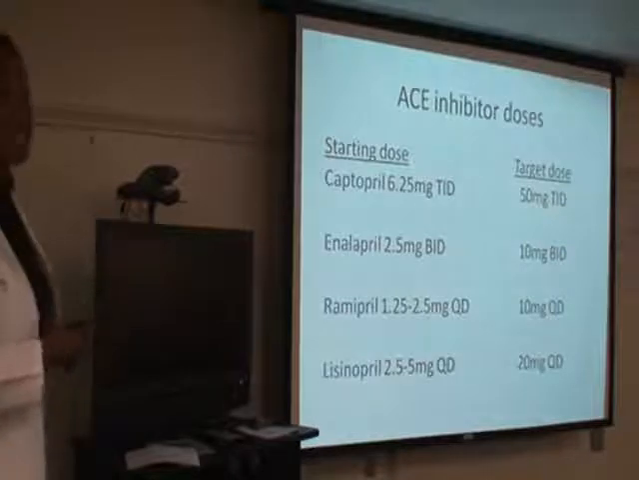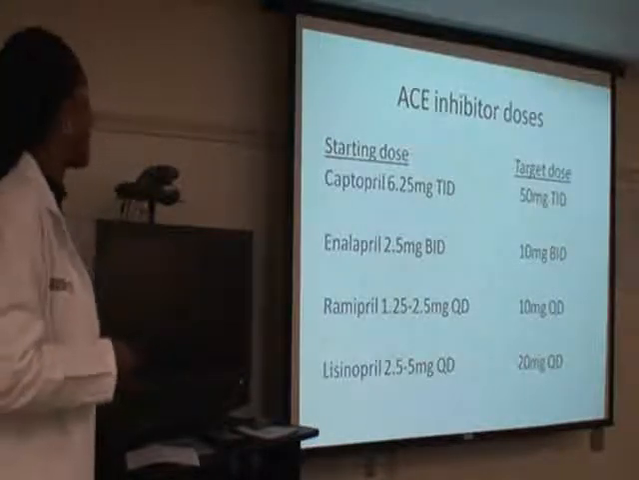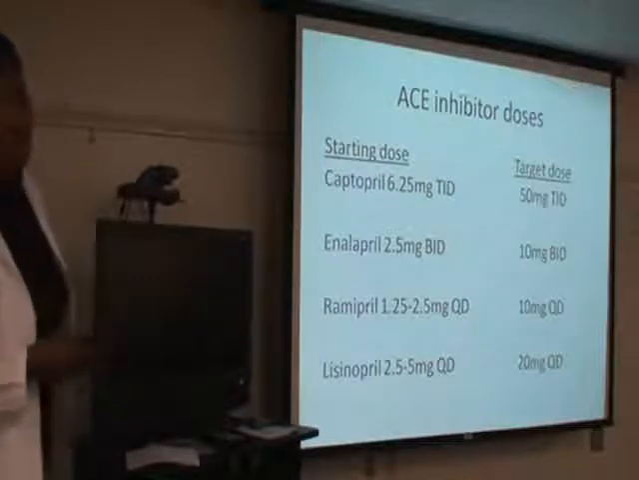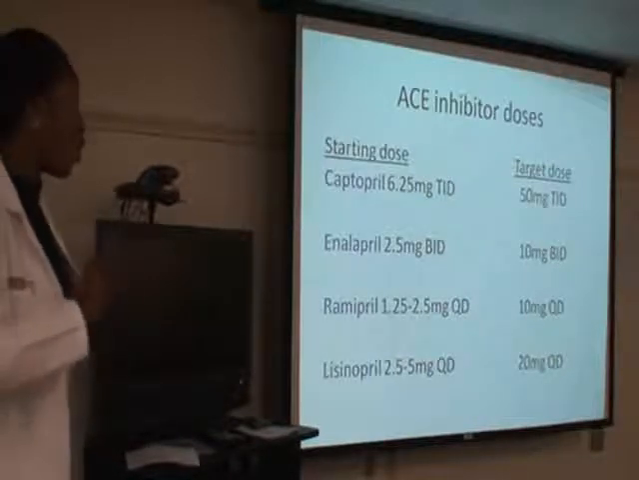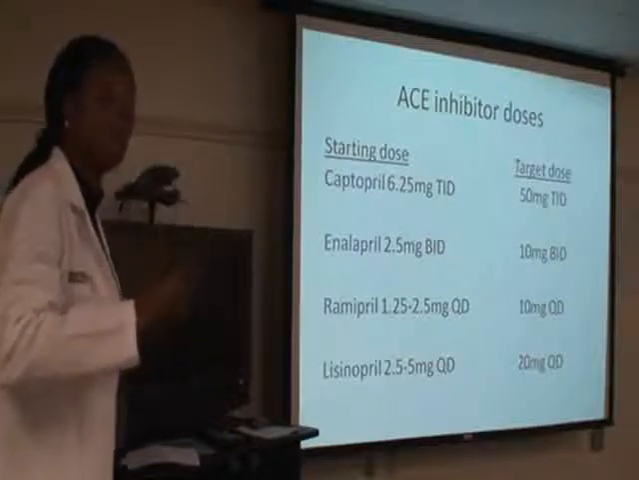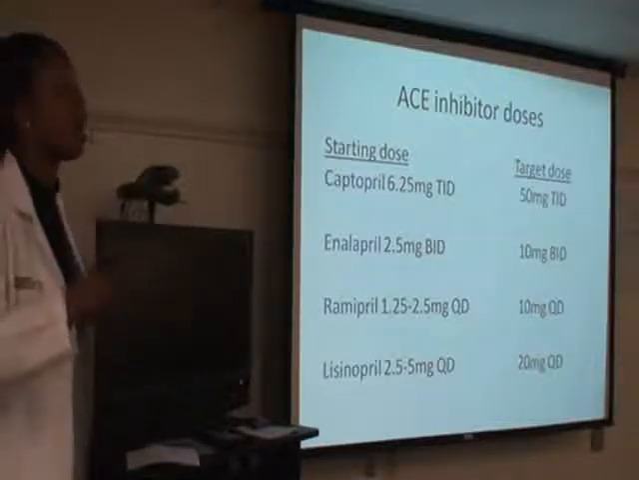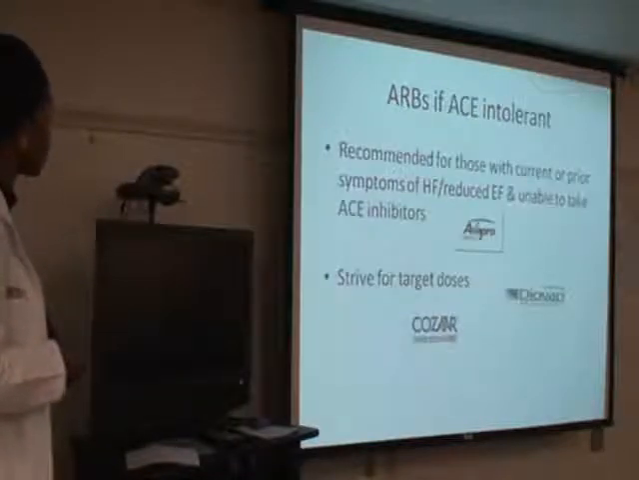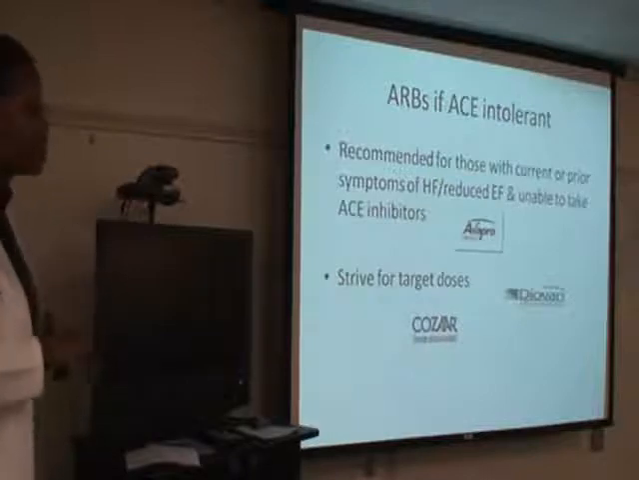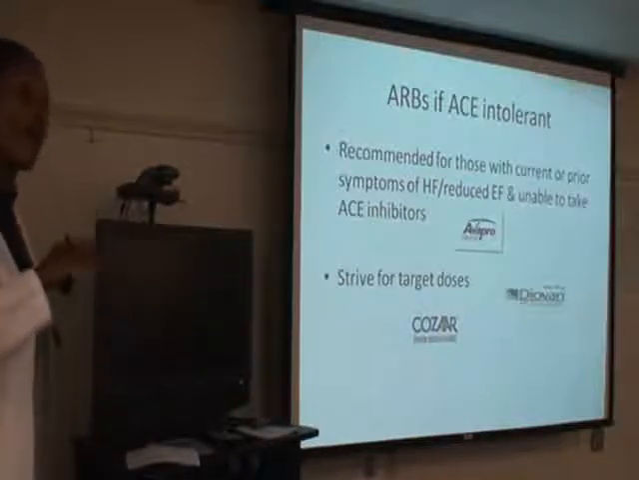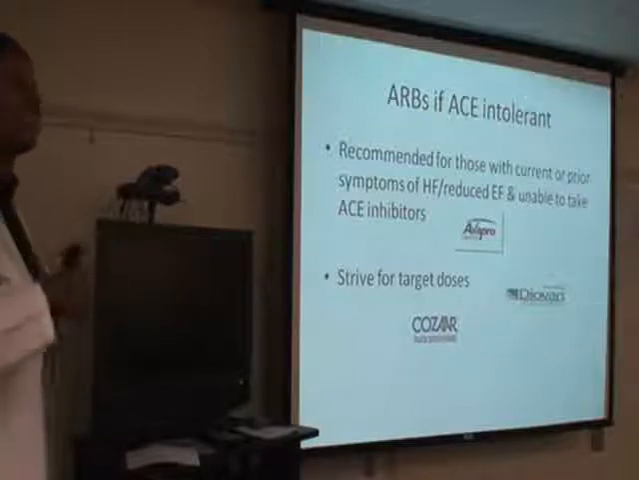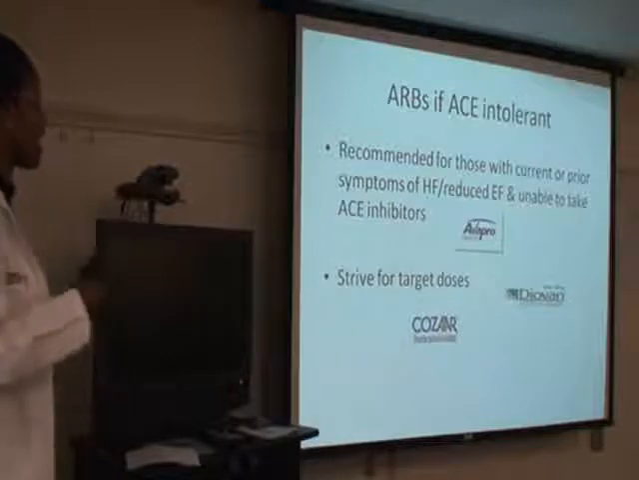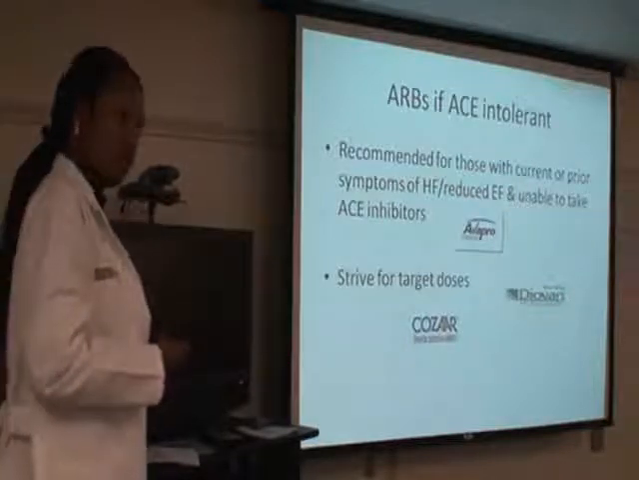We use various ACE inhibitors. We use captopril, enalapril, ramipril, lisinopril. We usually start out about 2.5 to 5 milligrams, and our goal is to titrate these patients to 20 milligrams, as long as they can tolerate from a blood pressure standpoint. So the goal is to get them to target doses. Okay. If the patient is intolerant of an ACE inhibitor, either due to cough or angioedema, then you can use your angiotensin receptor blockers, such as your Diovan, Avapro, or Cozaar. And again, you want to strive to get them to target doses.